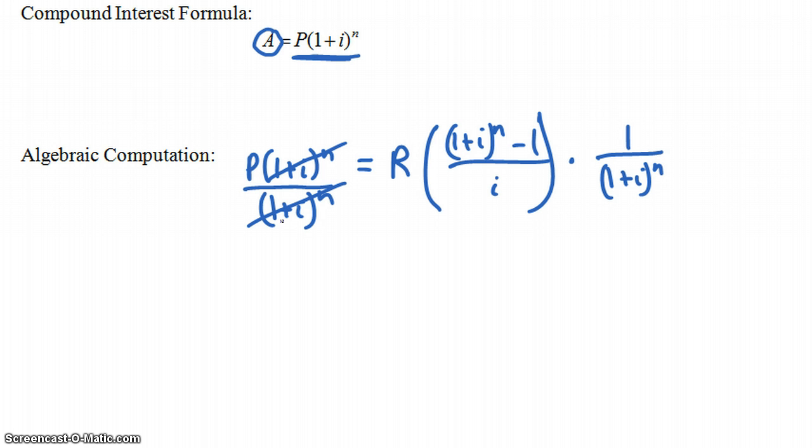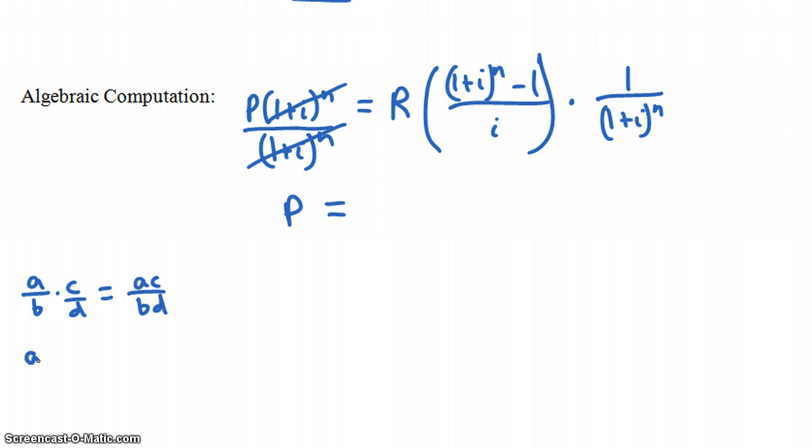Okay, so it's kind of like we've divided by (1 plus I) to the N on both sides of this equation. On the left-hand side, we have P. On the right-hand side, we have R times this quantity times this. Now, when you multiply two fractions, you could just multiply across the top and multiply across the bottom. That would be perfectly acceptable. But another way to do it is we could take each term in the top of this fraction and divide it by (1 plus I) to the N. So in other words, a simpler example: if you had a over b times c over d, that's the same thing as ac over bd. That's just how you multiply fractions.